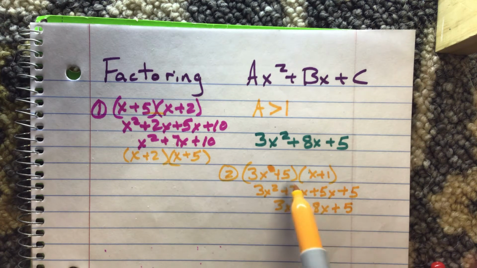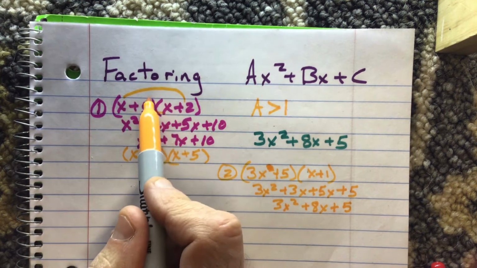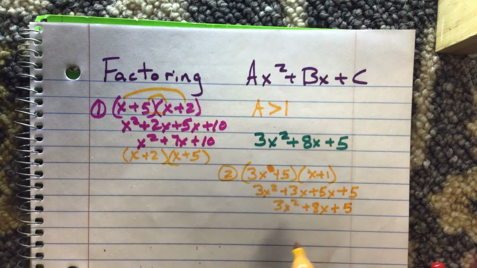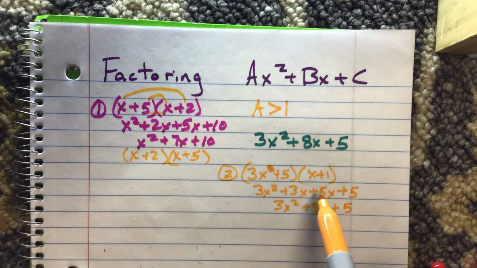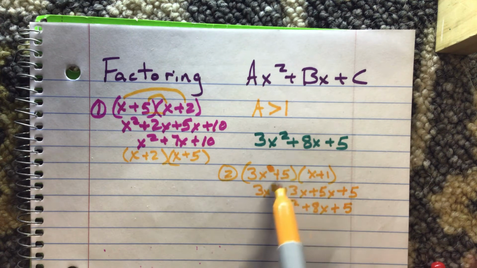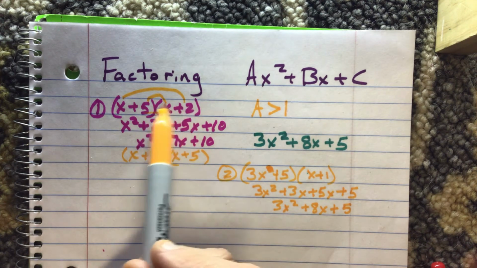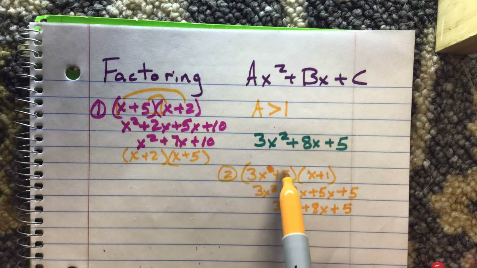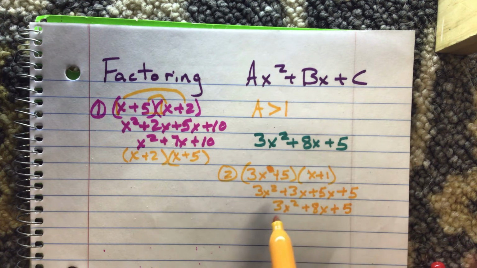This 8x comes from the outer and the inner. Just like before, the outer and inner gave me the 2x and the 5x, which made the 7x. But now you can see that 3 times 1 gives me 3x, and 5 times 1 gives me 5x. So it makes a difference if I switch the 5 and the 1. It didn't make a difference over here if I switched the 2 and the 5, because in either case you were multiplying by 1. But now if you move the 5 over here, you'd have 3 times 5, which would affect things. So the order makes a difference.